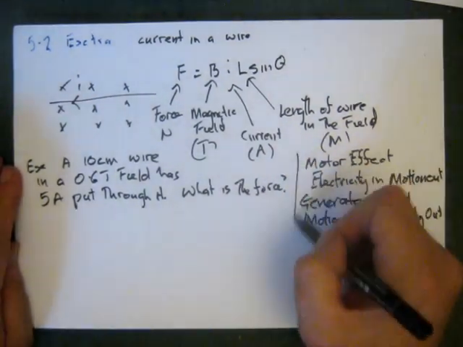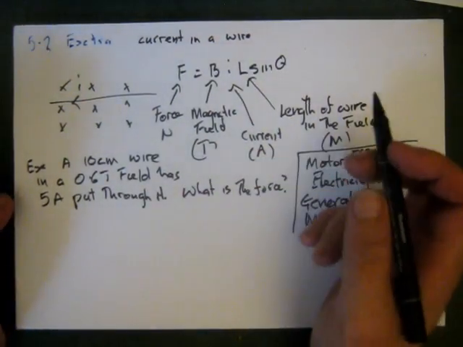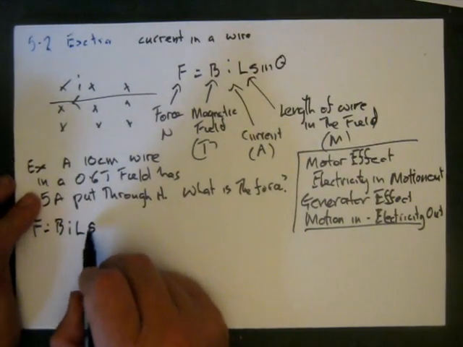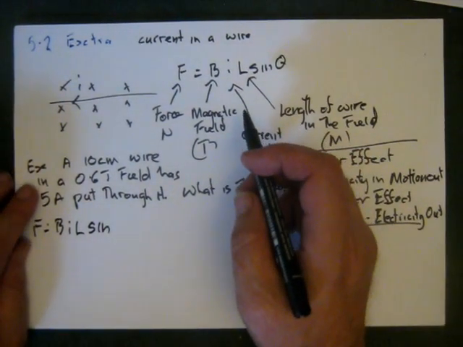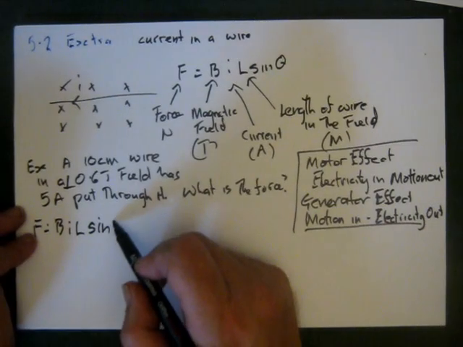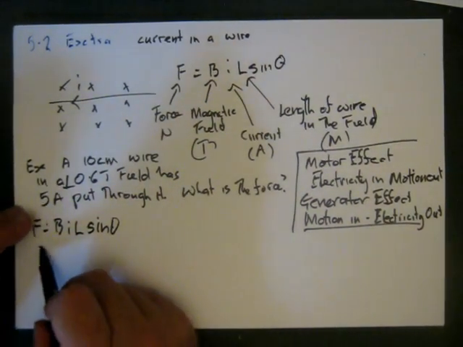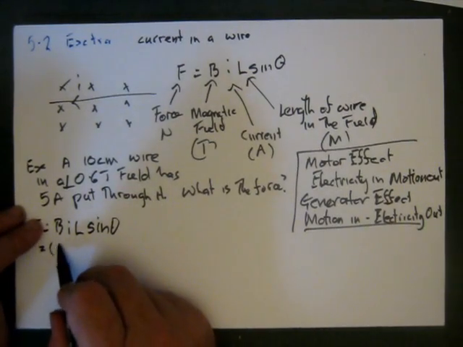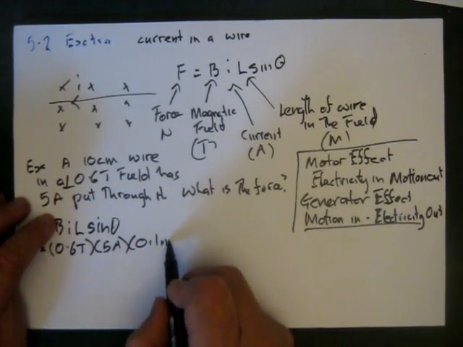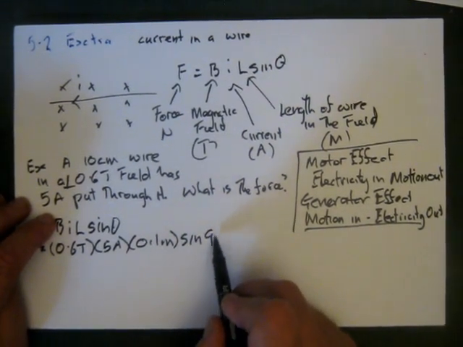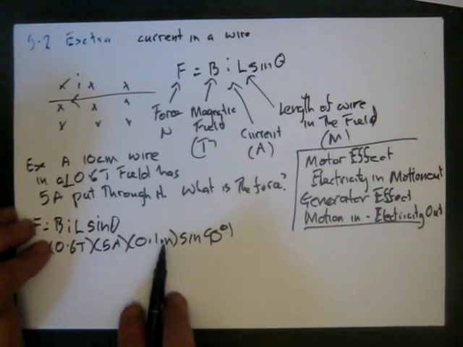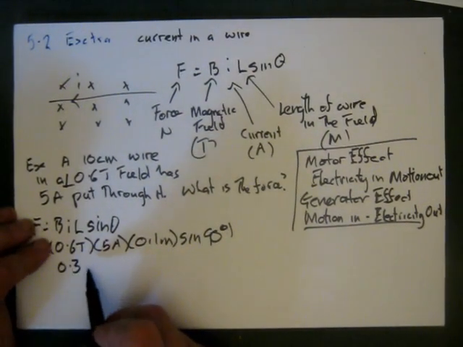Okay, so just separate that out. What's the force? Well, force is equal to BIL sine theta. We're going to assume it's perpendicular. Whenever we're running motors, we always try and set these up perpendicular. So the magnetic field is 0.6 Tesla, the current is 5 amps, L is 0.1 meters, sine 90 degrees, so it's 0.3 newtons.